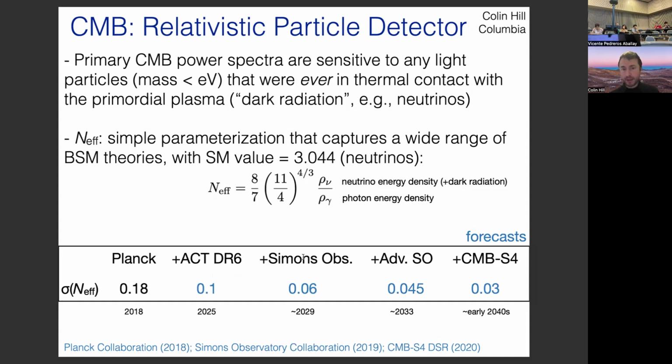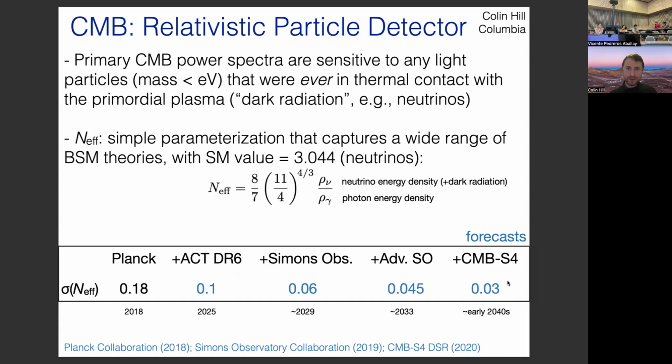And then with the instruments that we're now fielding in northern Chile, Simons Observatory, and then its successor, Advanced SO, we hope to continue shrinking this, eventually culminating in roughly a 1% measurement of N effective with CMB-S4 in the next decade.